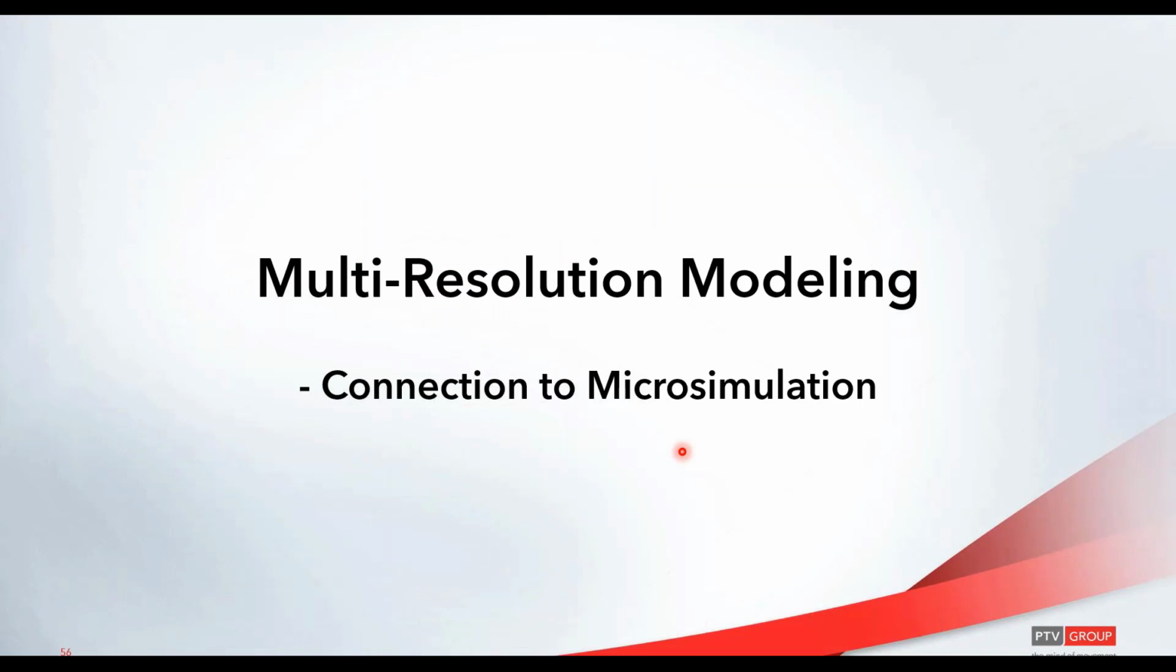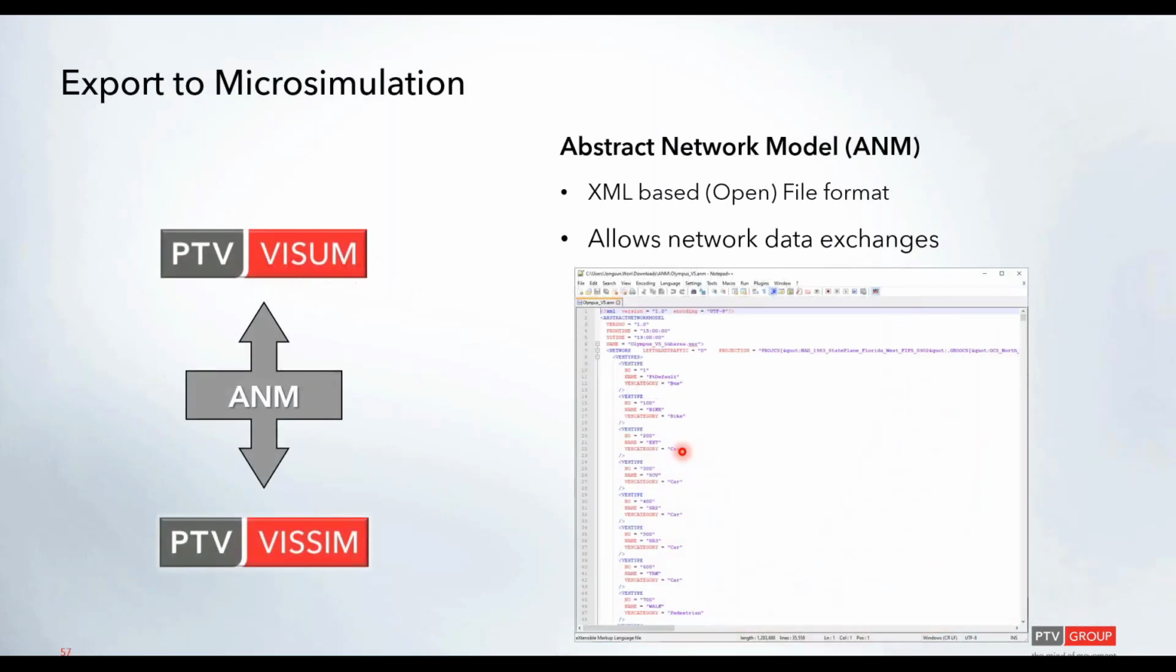And then we're going to get to that in a bit. And also there is a multi-resolution modeling piece. If you would like to connect this entire network to microscopic simulation, these are the steps that you'll need to follow. Okay, so there is a middle piece in between that connects Visum and Vissim, which we call the abstract network model.